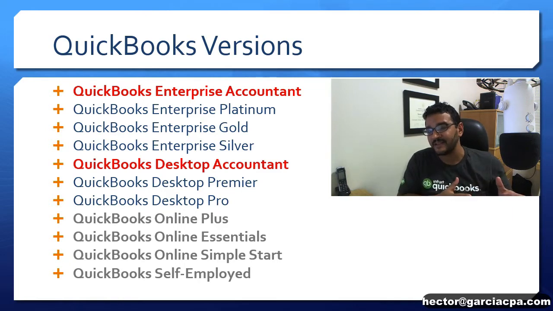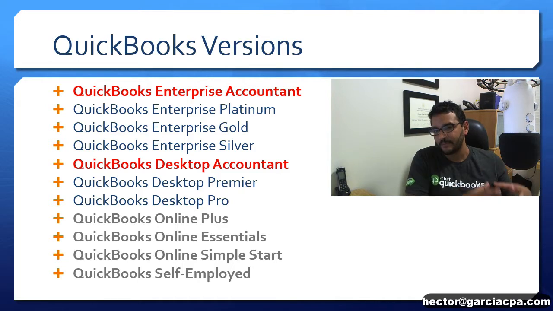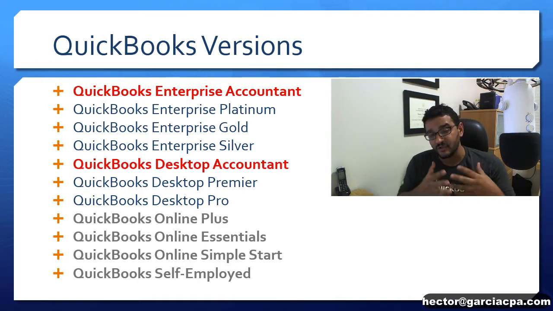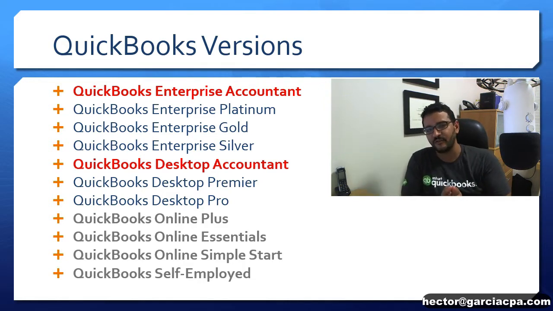The Enterprise Editions, often called Enterprise Silver, Gold, Platinum, or Accountant, which is the one that we're using for this video, and also the lower end editions, which are usually called QuickBooks Desktop Pro or QuickBooks Premier Edition. Now, if your client, assuming you're an accounting professional, is working with QuickBooks Desktop Pro or QuickBooks Desktop Premier, you will need the QuickBooks Desktop Accountant Edition of QuickBooks to be able to support their file.